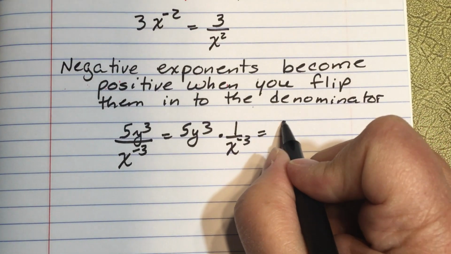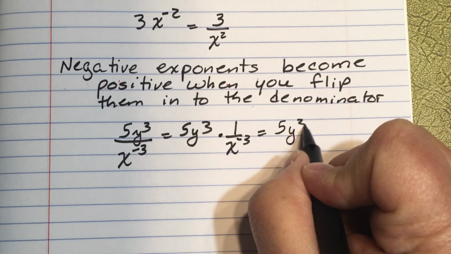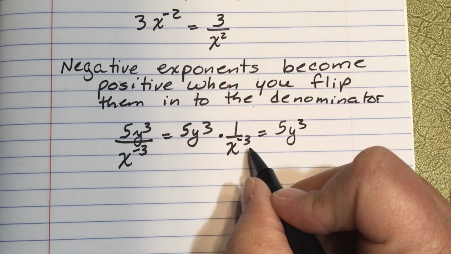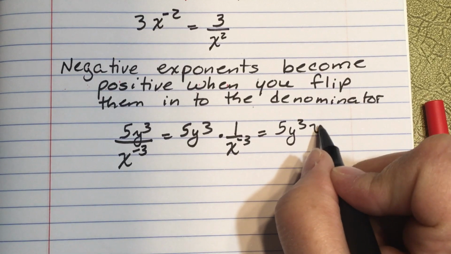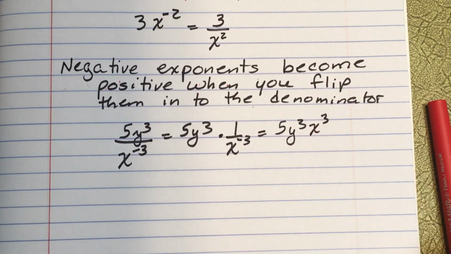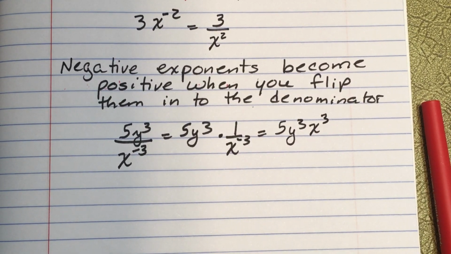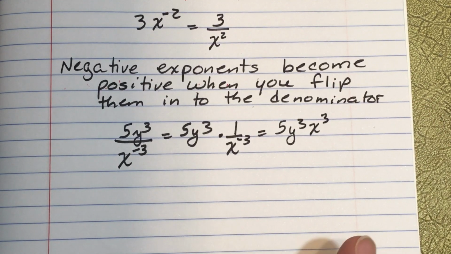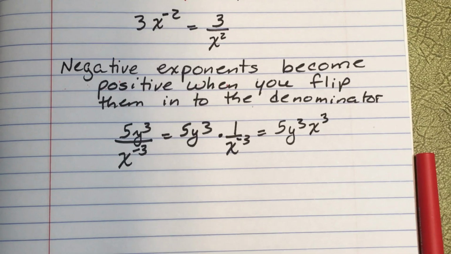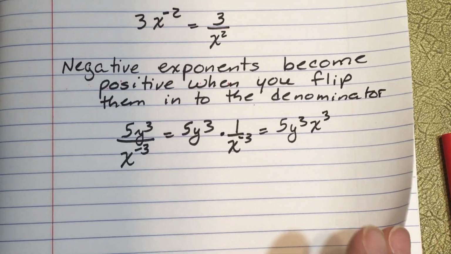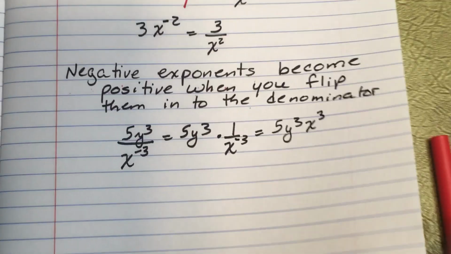You'd have 5y to the third, and now that x to the negative third becomes x to the positive third on the top. Now the last thing we're going to talk about is the 0 exponent. Let me flip the paper one more page, and we'll do 0 exponents. What's a 0 exponent?